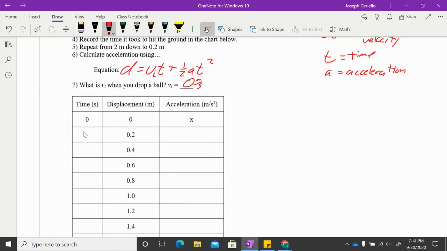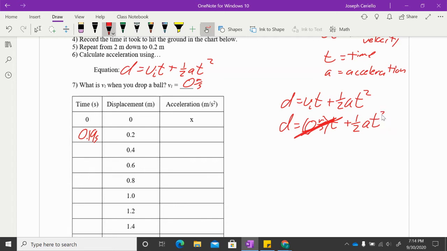So let's say the first time to fall 0.2 meters was 0.19 seconds. That was a number that a good number of people had. So let's write out our equation here. d equals v initial times time plus 1/2 a t squared. First things first, since we're dropping the ball, the initial velocity is 0. So let's do that part first. d equals 0 meters per second times t. Any number times 0 is 0, so that t doesn't really matter, plus 1/2 a t squared.